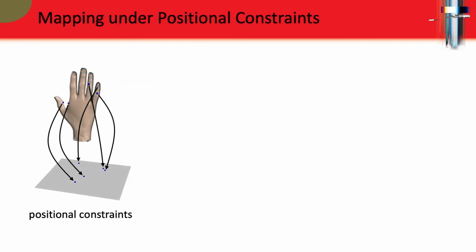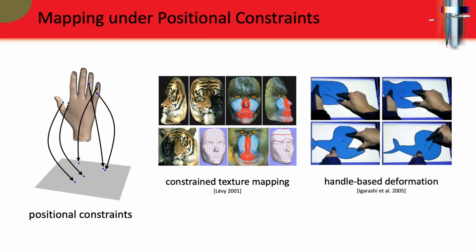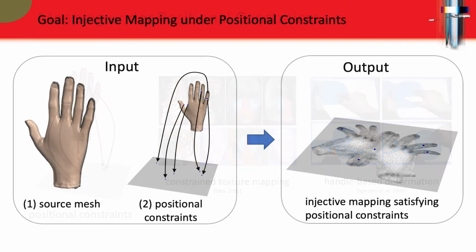In practice, we also need to avoid entirely inverted maps. Some applications require mappings under positional constraints, such as constraint texture mapping and handle-based deformation. Given a set of positional constraints, our goal is to compute a globally injective and inversion-free map.